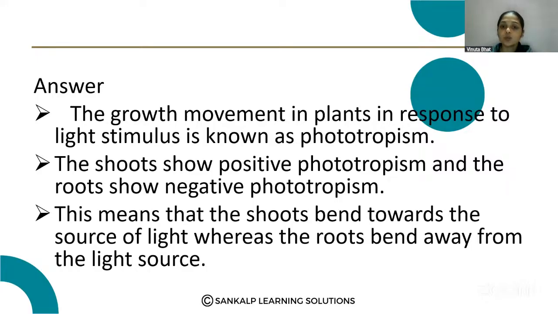The growth movement in plants in response to the light stimulus is known as phototropism. Phototropism means the response of the plant to light. The shoots show positive phototropism and the roots show negative phototropism. This means that the shoots bend towards the source of light whereas the roots bend away from the light source.